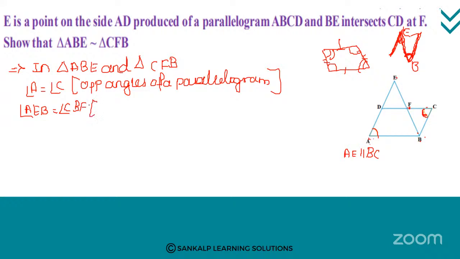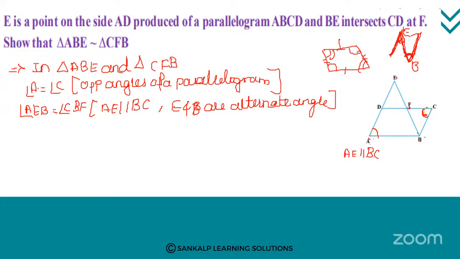So the condition, the reason is, when AE is parallel to BC, E and B are alternate angles, right? Alternate angles are equal. Therefore, these two angles are equal. See, observe carefully how many angles are equal. A is equal to C, that means one angle, and E is equal to B, second angle. Two angles are equal, right?